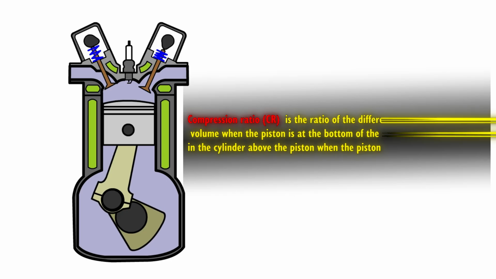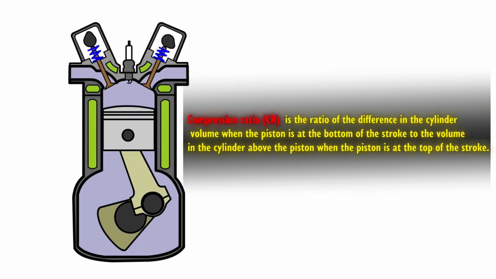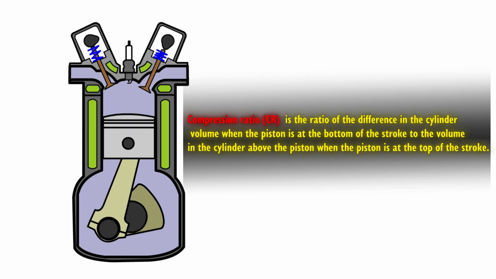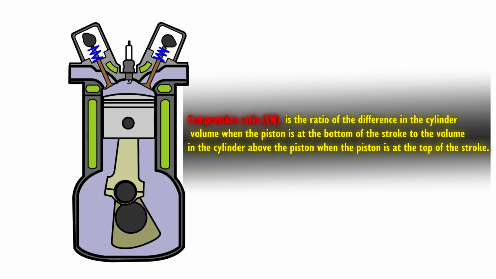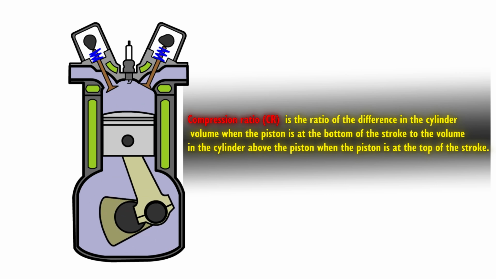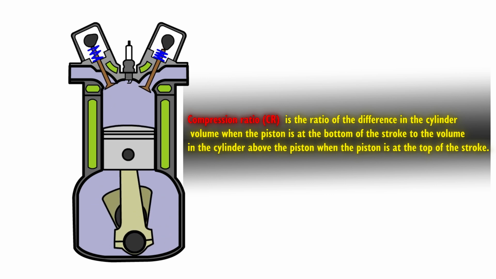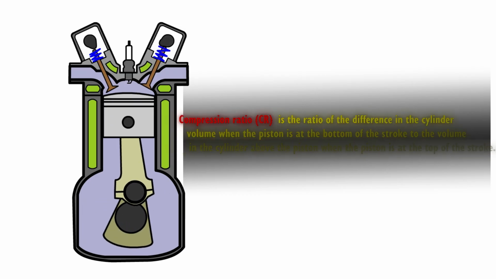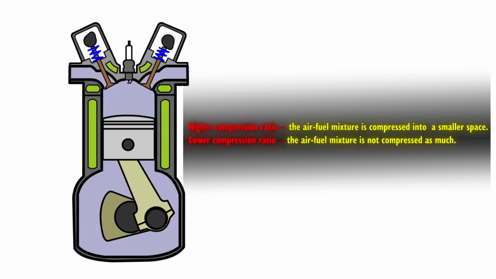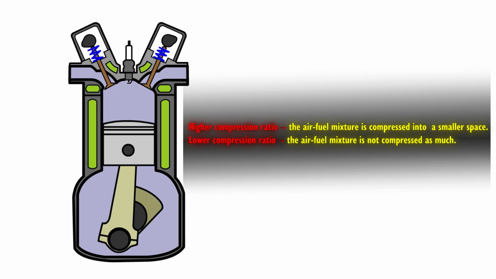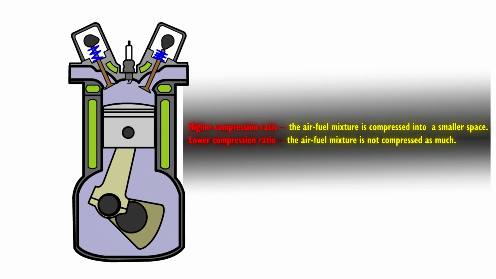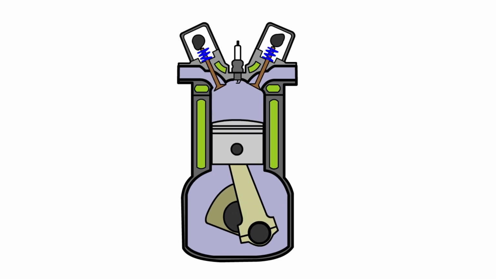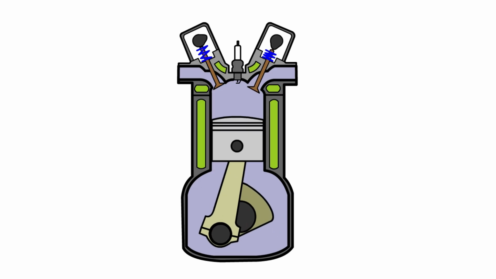Compression ratio, often abbreviated as CR, is simply the ratio of the volume inside a cylinder when the piston is all the way at the bottom of the stroke, compared to the volume left when the piston is at the top of the stroke. In other words, it compares how much the air-fuel mixture is squeezed before ignition. A higher compression ratio means the mixture is compressed into a smaller space, while a lower ratio means it's not compressed as much. To really understand compression ratio, we need to know three important terms.